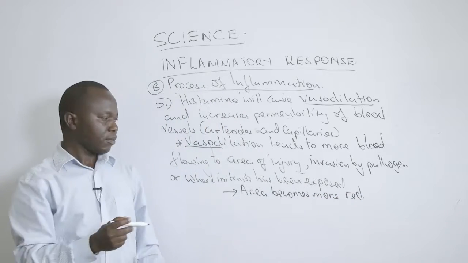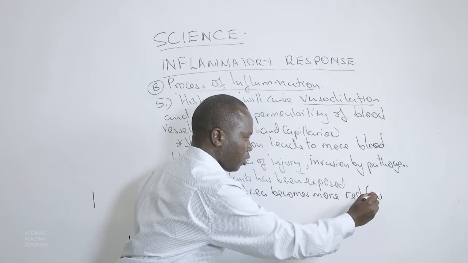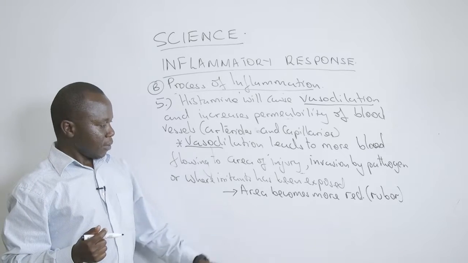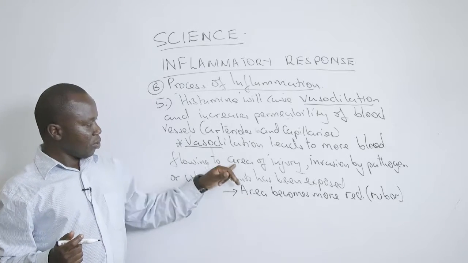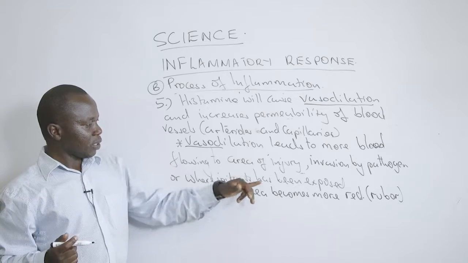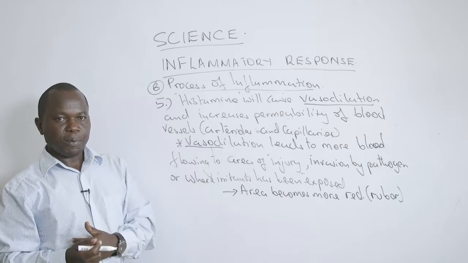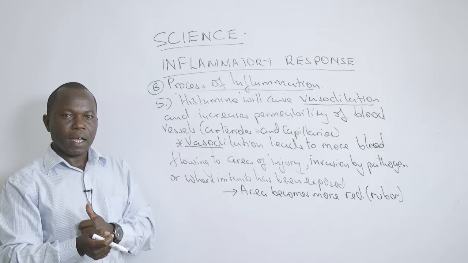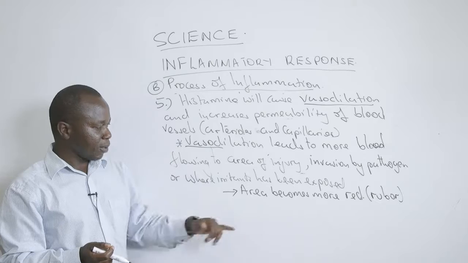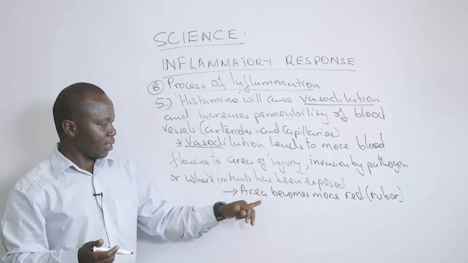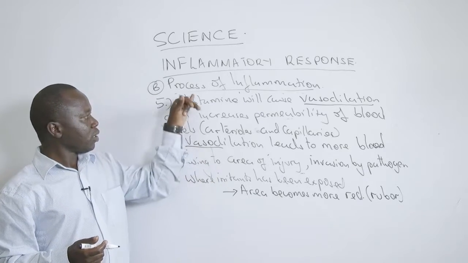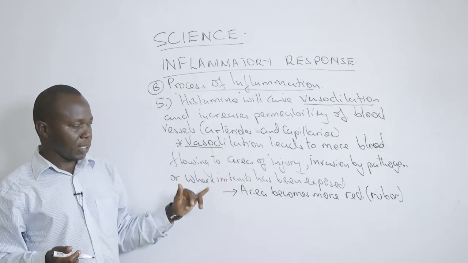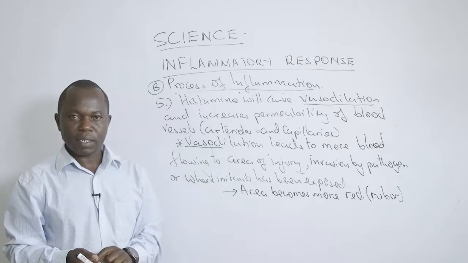More red. This term is also called rubor. Becomes more red because we know that blood is red. For example, if you hit your nail with a hammer, you realize that that area becomes more red. The nail becomes more red because it has led to this reaction, histamine, vasodilation, more blood has flown to that area. So the area becomes more red.